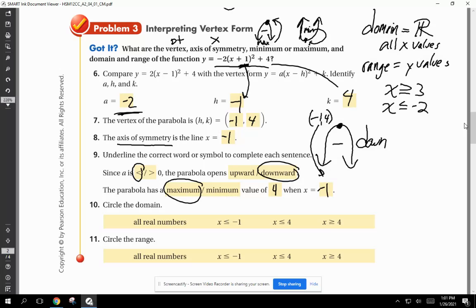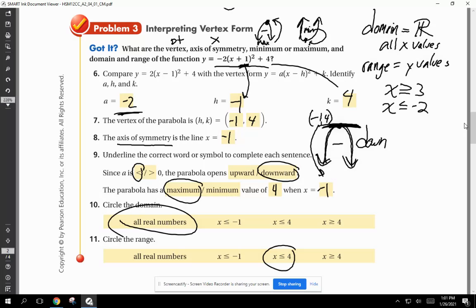Circle the domain. The domain is always all real numbers. Circle the range. The range here is y is less than or equal to 4. It's because here's the y. It's going to be all the numbers less than that.